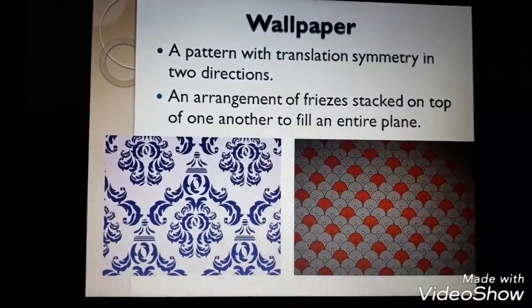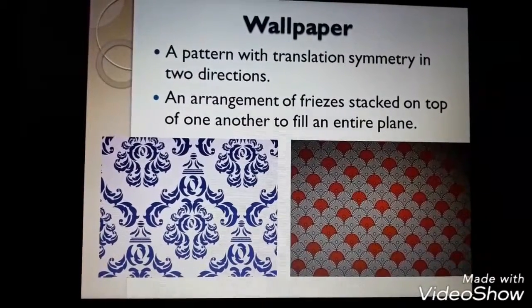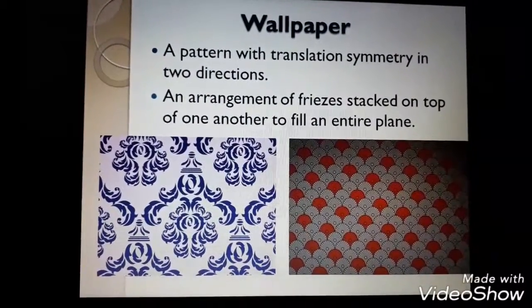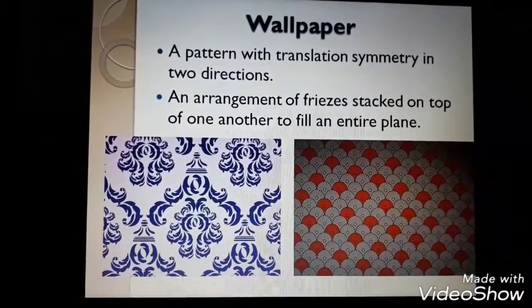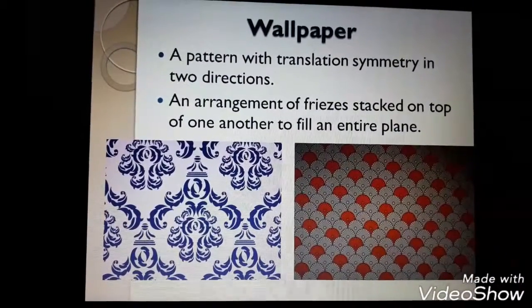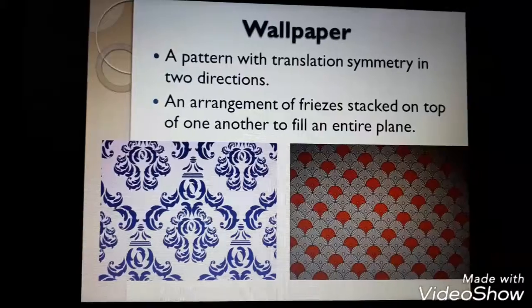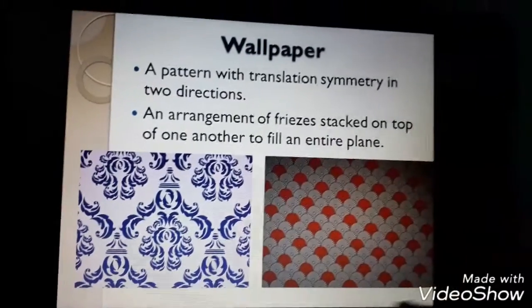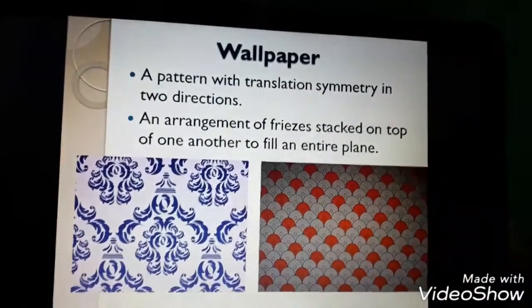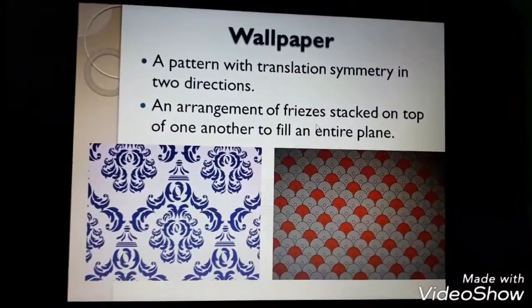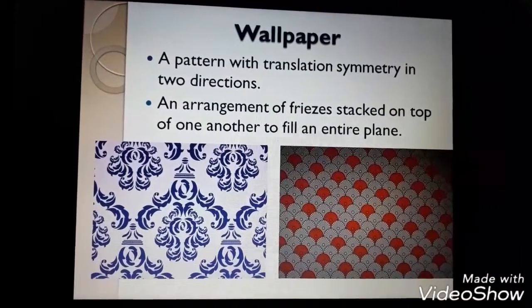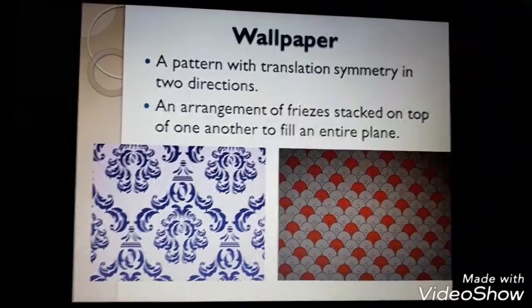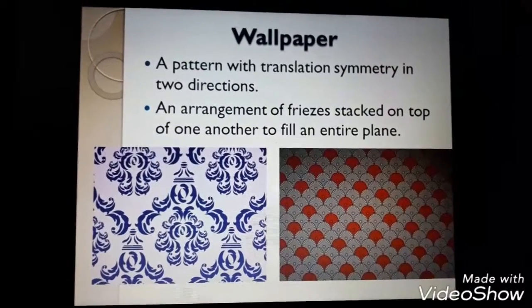Now lastly, we have a wallpaper, which is a pattern that has translation or sliding symmetry in two directions, or can also be looked at as an arrangement of friezes stacked on top of one another to fill an entire plane. We often come across wallpapers inside of our homes and other buildings.